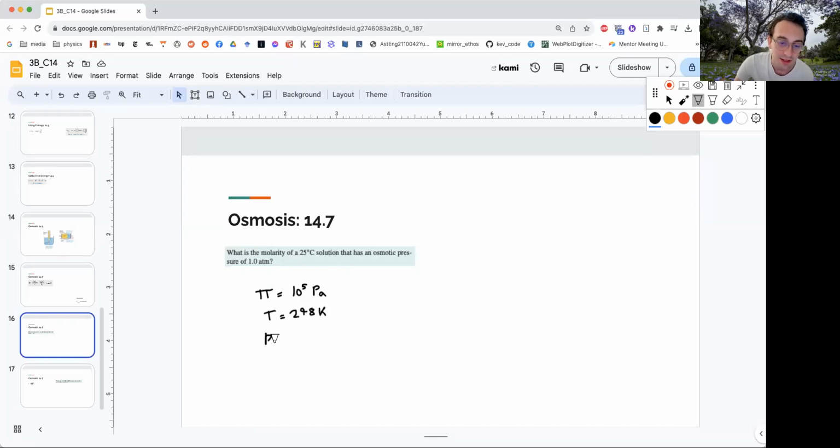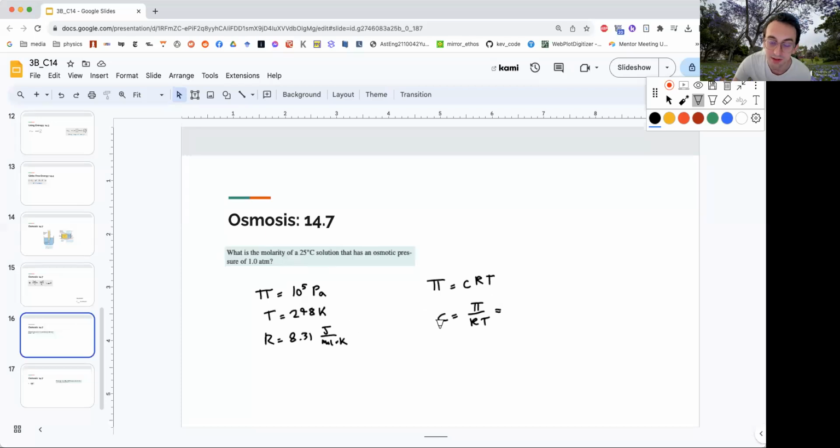And then we know the ideal gas constant, or we would be given it in an exam situation, is 8.31 joules per mole Kelvin. And so now we can just write down our equation. Pi is CRT, and we solve for C, so that's pi over RT.